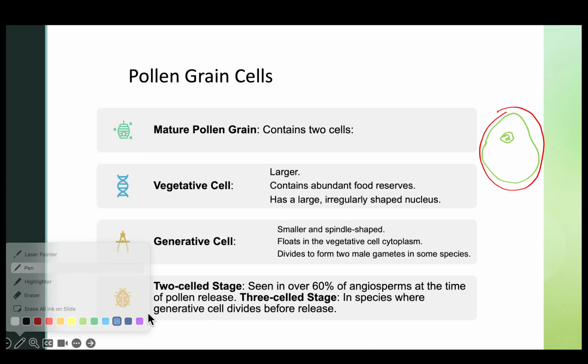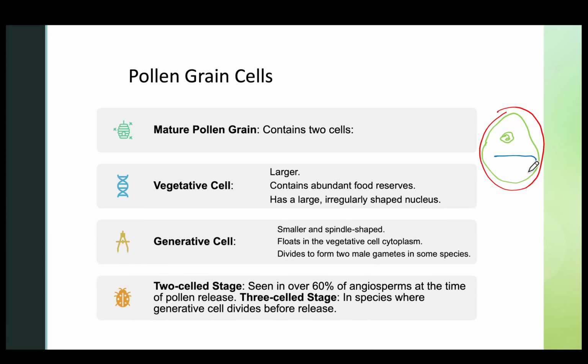Clear? Now, in the cytoplasm of this vegetative cell, one more cell is present. We call it the generative cell. Since one more cell is present, that means there must be a nucleus of the cell as well, right? So basically, it's a two-cell structure. Yes, one is the vegetative cell, another is the generative cell. The vegetative cell is larger and it contains abundant food material, right? And the generative cell is smaller compared to the vegetative cell. When the generative cell divides further, it forms two male gametes in some species.